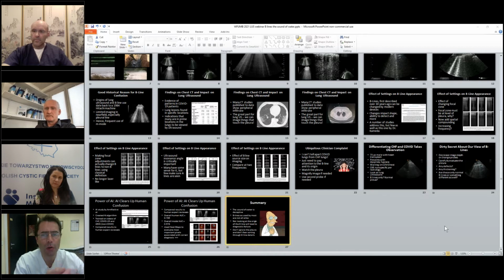But if there is no score, when they come to us, we repeat the ultrasound, and in a way it is not comparable, because if there is no numeric report, it's difficult to say if the consolidations have increased much or not, or if they were in the same location. So I would recommend a score.